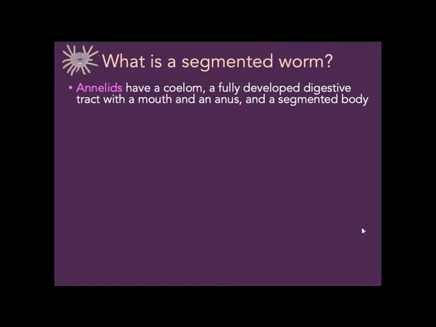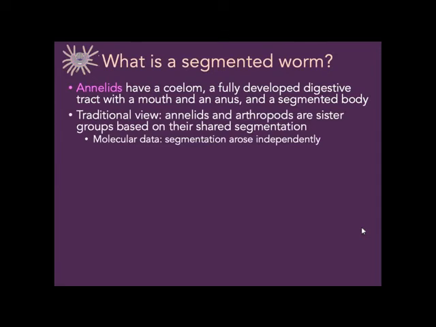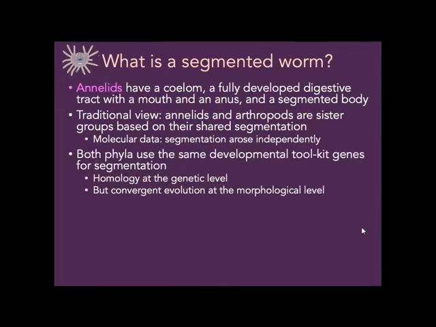So when I was in school, we used to think that annelids and arthropods were sister groups because they're both segmented. So what we know now is that the segmentation arose independently in each of these lineages. We know that both phyla use the same developmental toolkit genes for segmentation. So the genes are homologous, but they use those genes in different ways in each lineage. So there is convergent evolution or analogy at the morphological level.